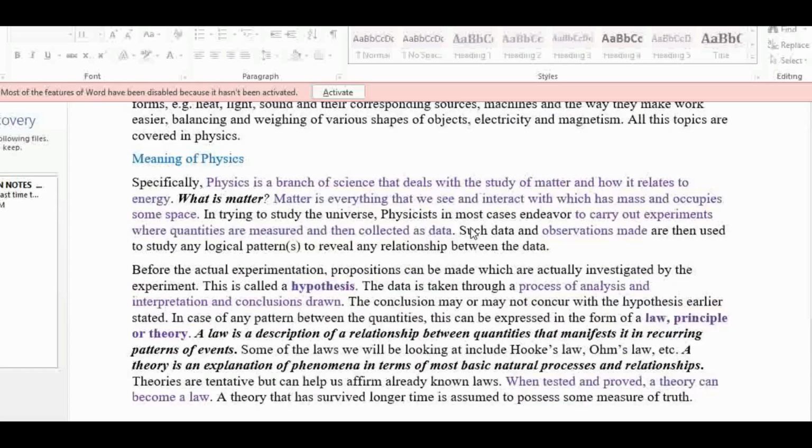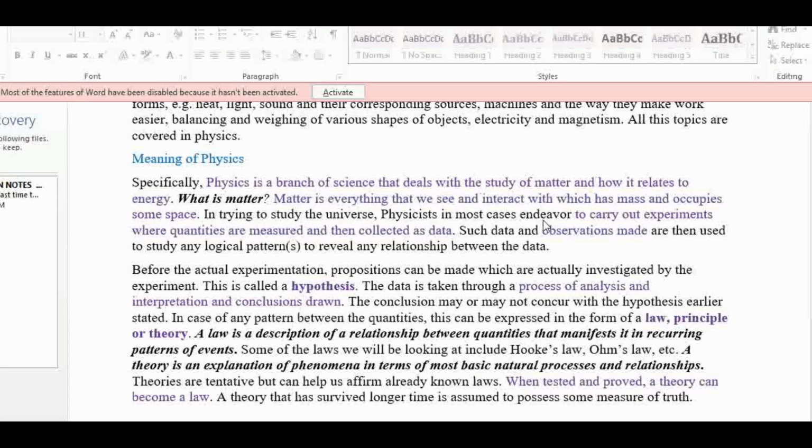Okay, then we can look at the meaning of physics. So what is physics? Physics is one of the branches of science that deals with the study of matter and how it relates with energy. When you look at the statement itself, there we have the study of matter. Therefore, we have to define what this matter is. Matter is everything that we see around us and interact with each and every time, and at the same time these things have mass and also occupy space in that they have volume.